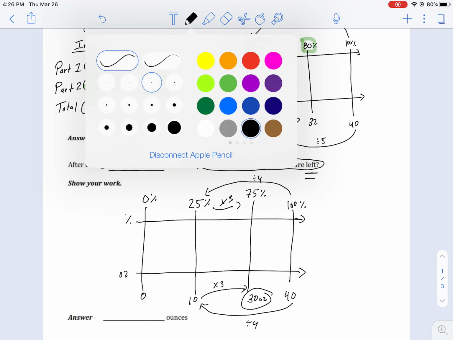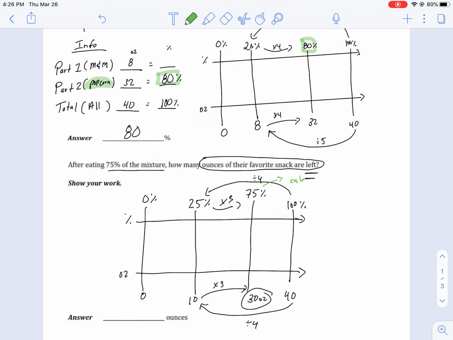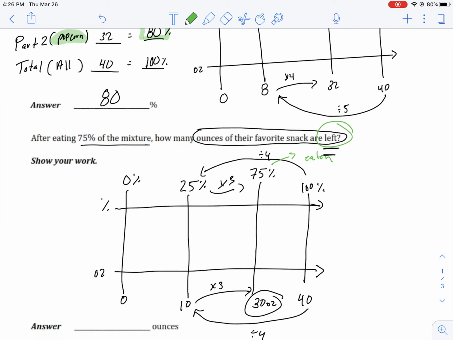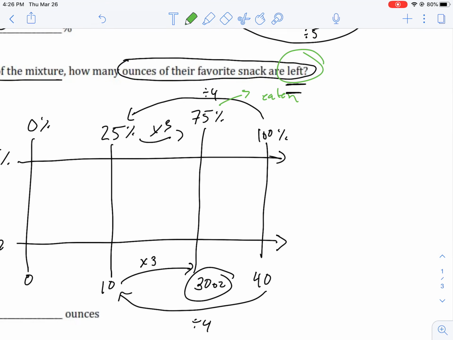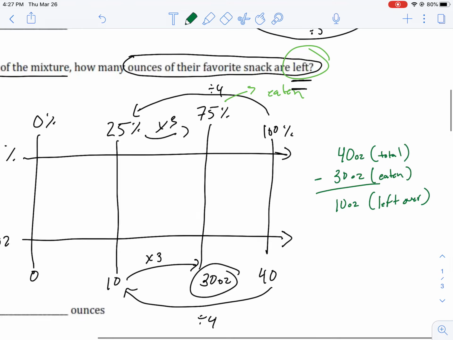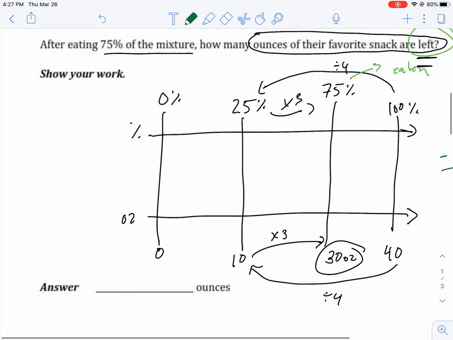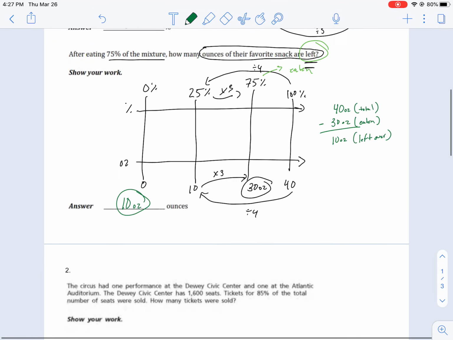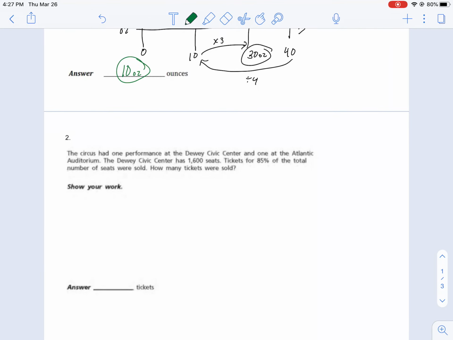So this eaten, the question is asking what's left. Therefore, we have to go ahead and take our original 40 ounces and subtract it by the 30 ounces that were eaten. So total eaten and 10 ounces is what's left over. So there will be 10 ounces left. All right, let's go on to our next problem.